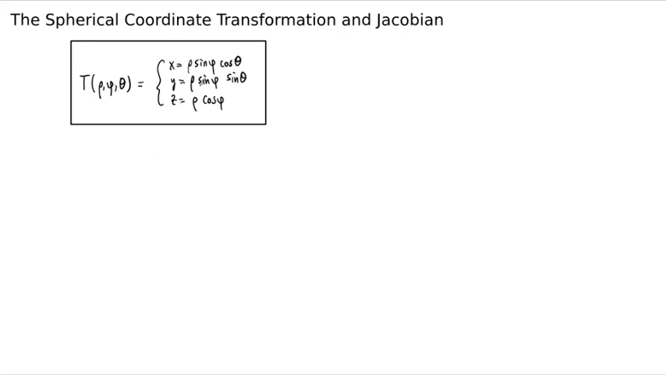Now that we understand the definition of spherical coordinates, we want to compute the Jacobian of the transformation. This is the transformation that we derived in the last video, the formulas for the x, y, and z coordinates with respect to rho, phi, and theta, the different angles.